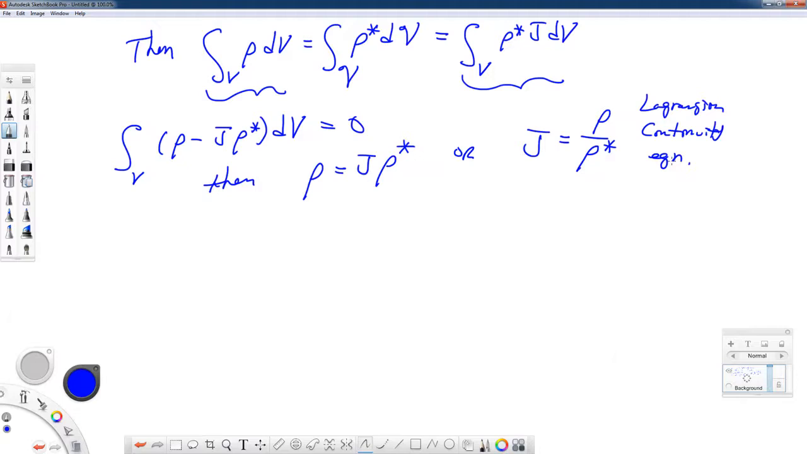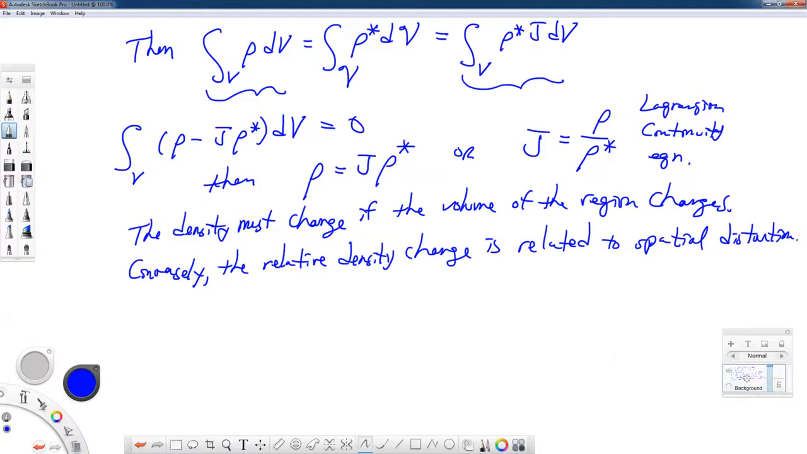Okay, so the Jacobian is a measure of the spatial distortion, and it can be found by taking the ratio of the density in the undeformed configuration to the density in the deformed configuration. So there's a couple ways to interpret this. Let me write it down, then I'll say it. So the density has to change if the volume of the region changes, or conversely, the relative density change is related to the spatial distortion.